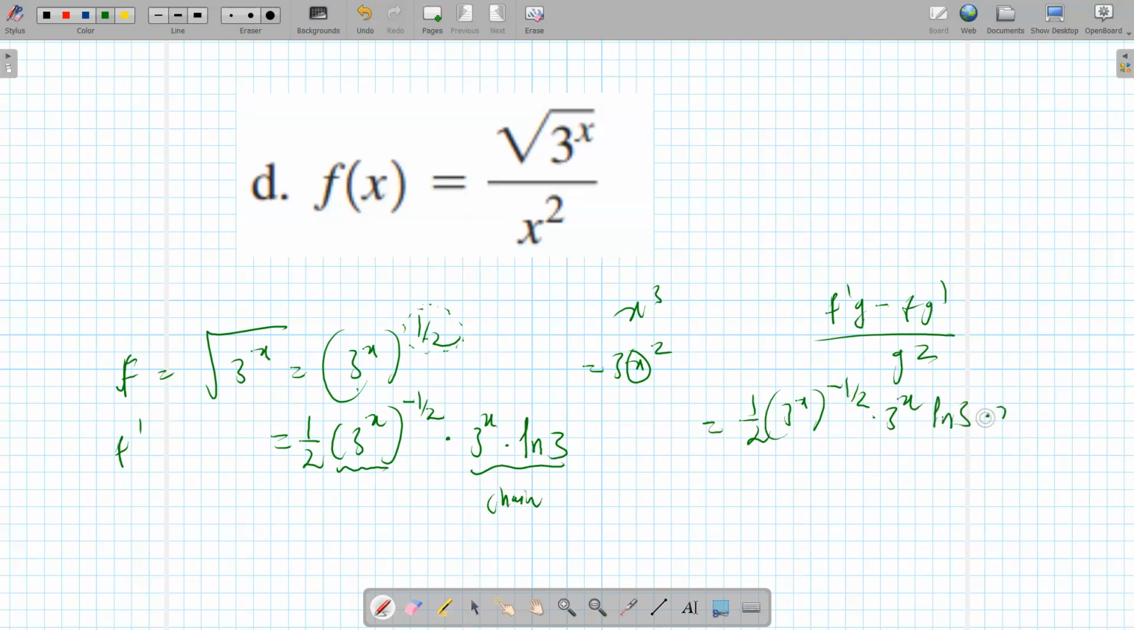Times g as it is, so times x squared, minus f as it is, so minus root of 3 to the x, times what's g prime? X to the power of 4. No, that's g squared. We're trying to find g prime. So it's going to be times 2x, all over x to the power of 4. There you go. And that's going to be the answer. Make sense?